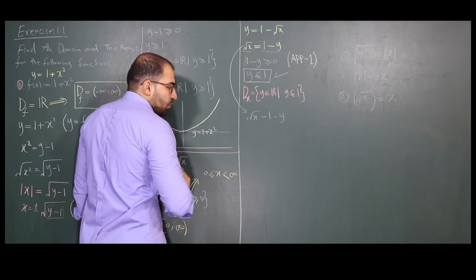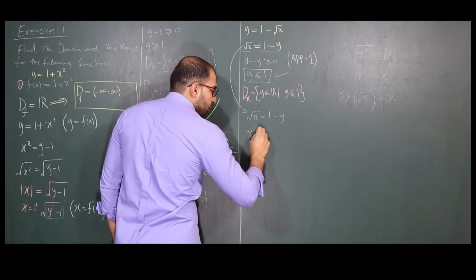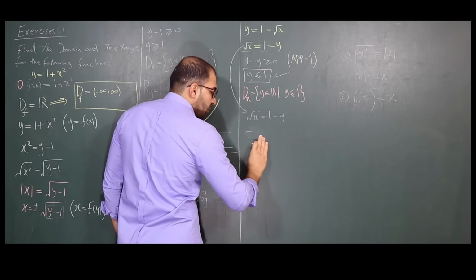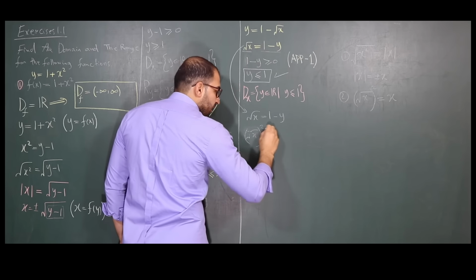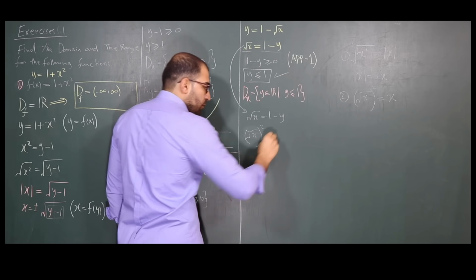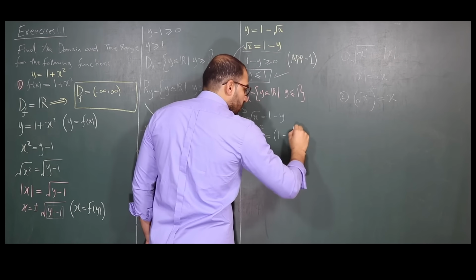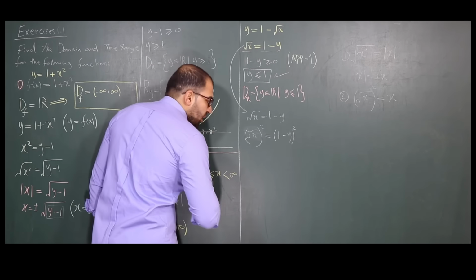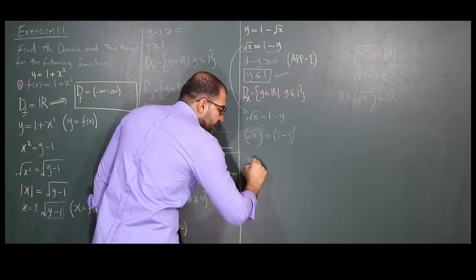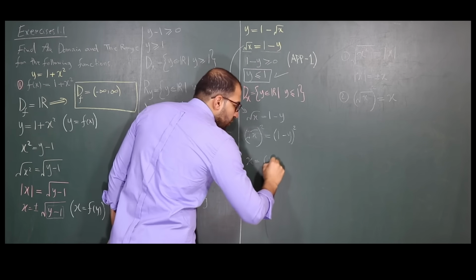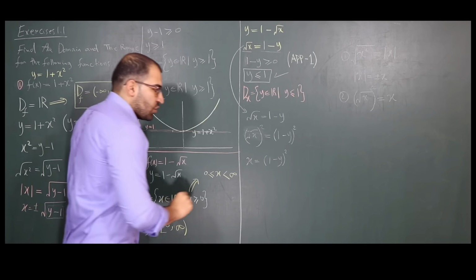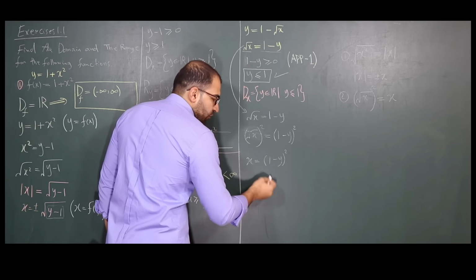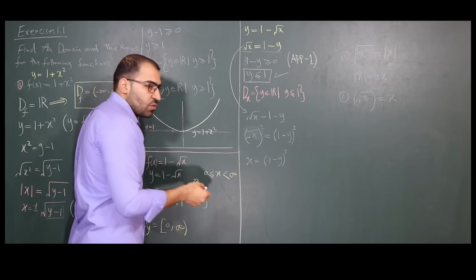So I'm going to square both sides. I'm going to get x squared equal to, going to square this expression, so the square root to x squared equal to (1 minus y) all squared. What I'm going to get right now is x equal to (1 minus y) all squared. Okay, so y has no restrictions.